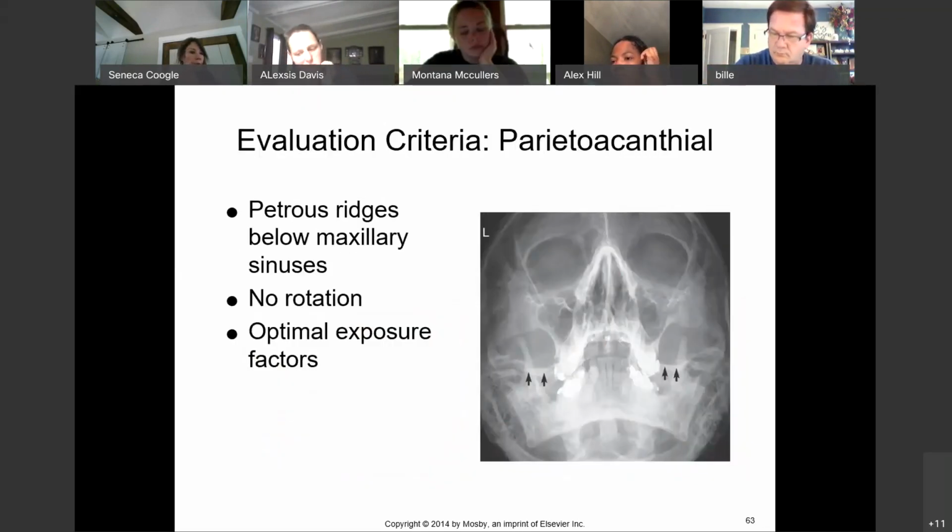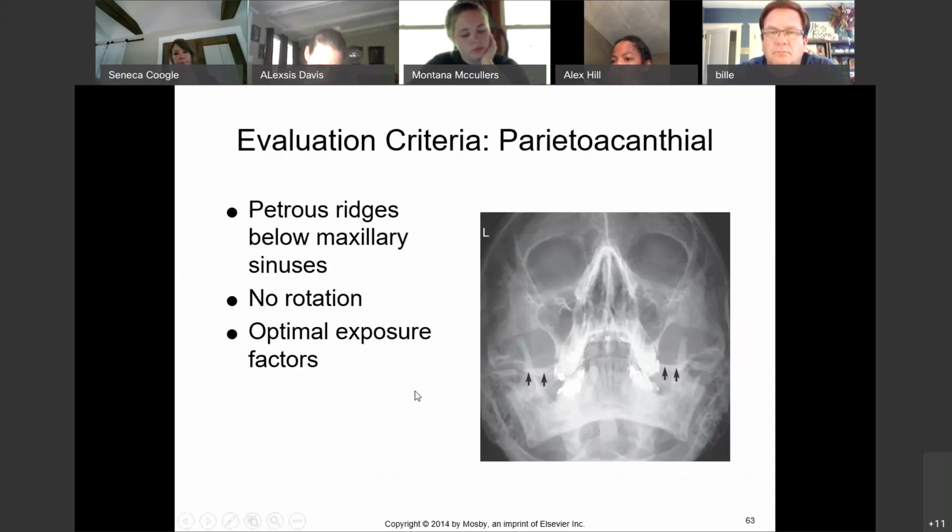This is a beautiful Waters image. As you can see, all those nice sinuses there. Now, remember, this is a closed mouth. I don't see the sphenoid sinuses here because that's not a transoral. That mouth is not open. So this is a great diagnostic image, but you can't really see the sphenoid sinuses because the mouth is closed.